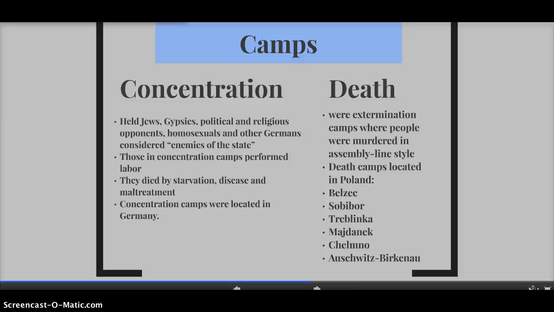Death camps were extermination camps where people were murdered in an assembly-line style. The death camps were located in Poland, so we have Belzec, Sobibor, Treblinka, Majdanek, Chelmno, and the most famous of them all, Auschwitz-Birkenau.